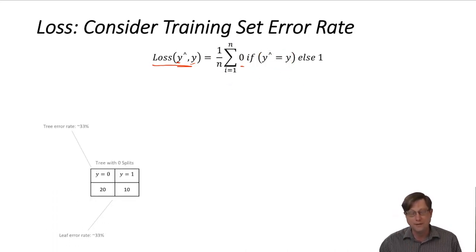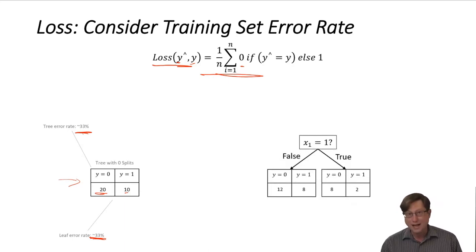All right, let's see what this might cause. If we had a tree with just a single node, that node would be a leaf, because it's the root of the tree. So you would just have a distribution here. If you had 20 training samples with a label y equals 0 and 10 training samples with y equals 1, this leaf's error rate would be 33%. And the overall tree's error rate would also be 33%. Now imagine we have a slightly more complicated tree. Let's say we test the value of x1. And we'd see here that x1 does something.